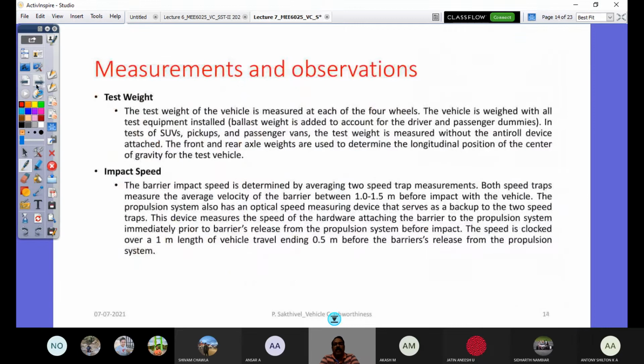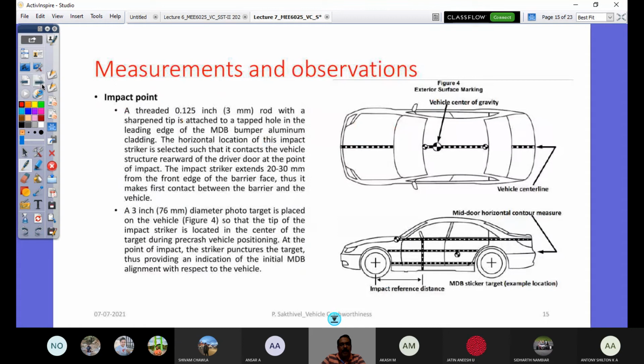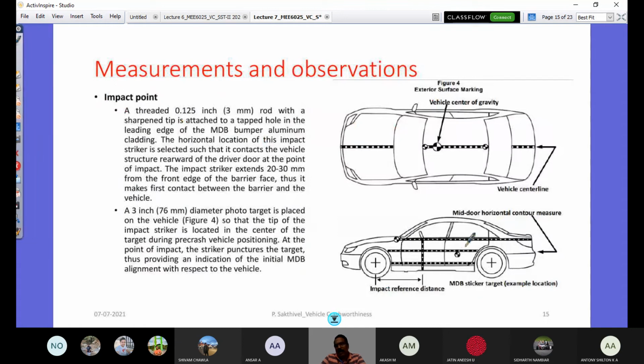Then coming to the measurement and observation part, the test weight is measured for CG calculation, and then the impact speed. This is similar to what we discussed in the morning. But here the impact point is something new, because it is a side impact, and the exterior surface markings are different from the frontal crash. So here is the MDB striker target.